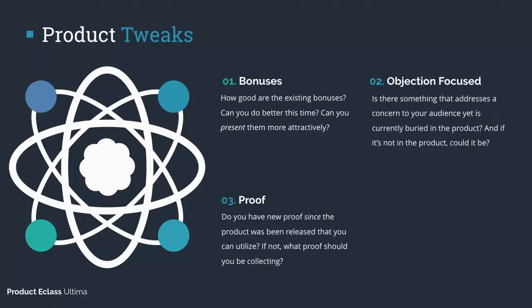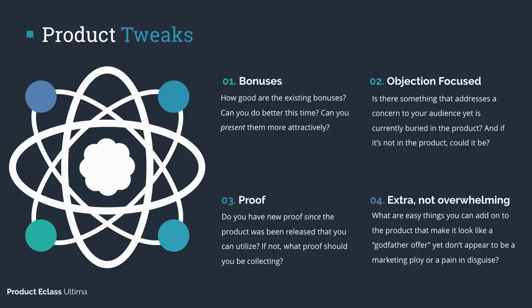Three, proof. Do you have new proof since the product was released that you can utilize? If not, what proof should you be collecting? So once you put it out there and start getting some traction with it, that's going to create new assets. Most people just throw those assets away. And you can utilize those and leverage those. And I'm as guilty as anybody, don't get me wrong, right? So I have to remind myself of this step. But it is a step to produce a tweak to improve your pitch for your product.